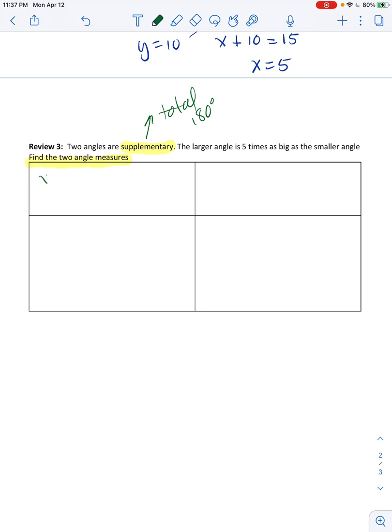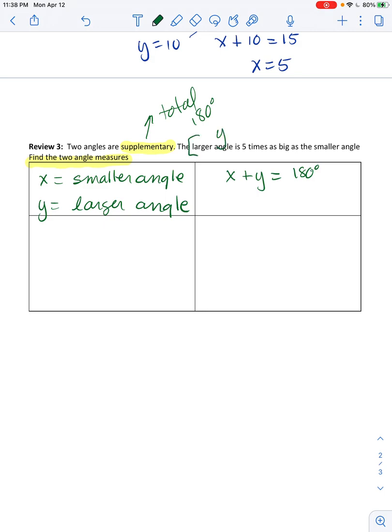So, what are my two variables? Well, x is going to be, and I can make it the measure of the smaller angle, and then y can be the measure of the larger angle. It doesn't matter, again, which one you call what. So, I'm going to look at my information. I know they're supplementary, so the smaller angle plus the larger angle has to total 180. And then here, the larger angle, which I called y, equals 5 times as big as the smaller angle. So y is 5 times x.